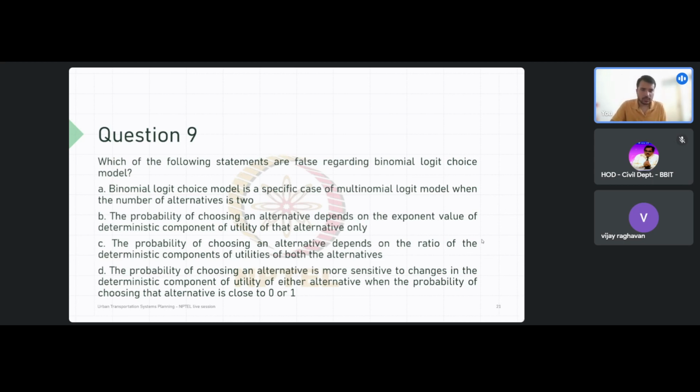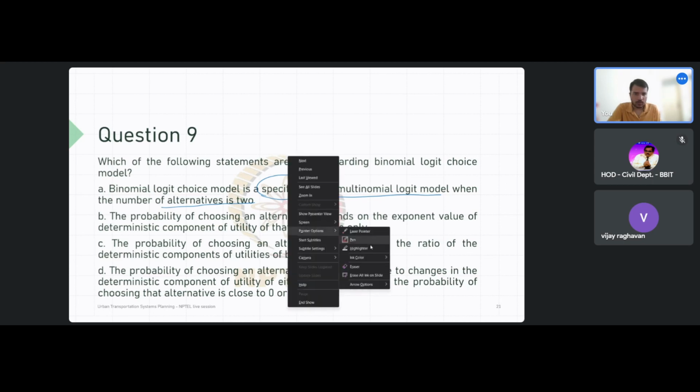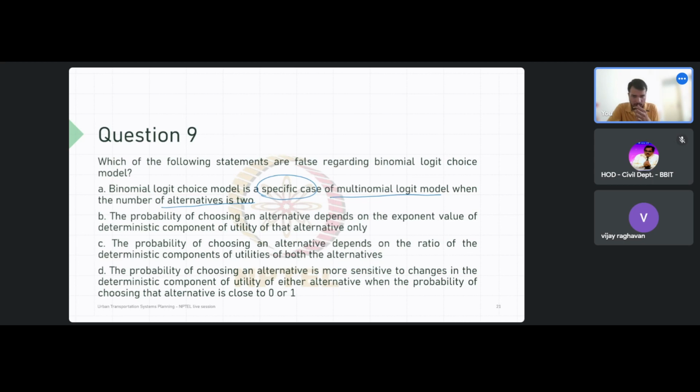Fine. Let's see each option. So first, binomial logit choice model is a specific case of multinomial logit model when number of alternatives is 2. So yeah, this is true. So first let's find the true statement. In a multinomial logit model, we will have basically three or more choices. And when we reduce this number of choices to 2, what we will get is binomial logit. So A is correct. That is a true statement.